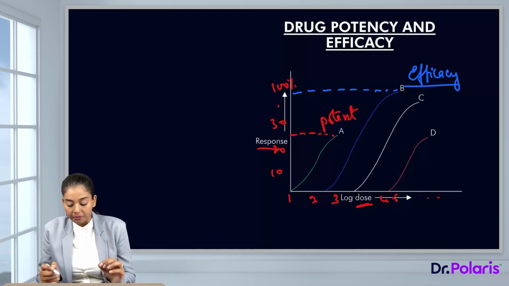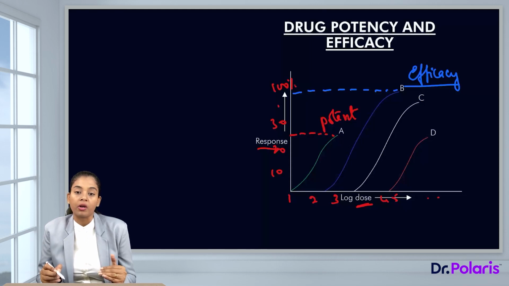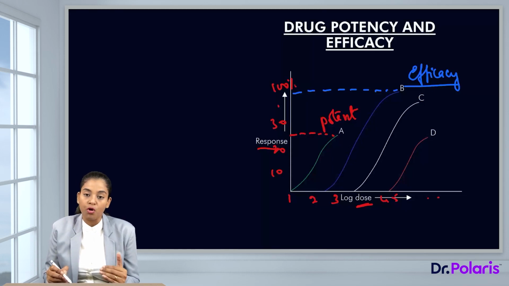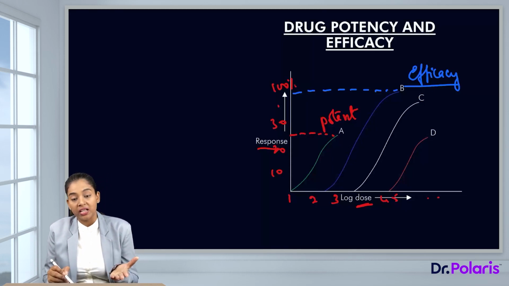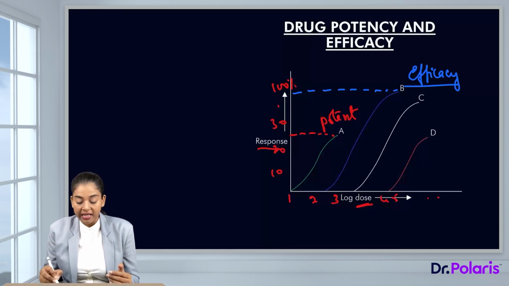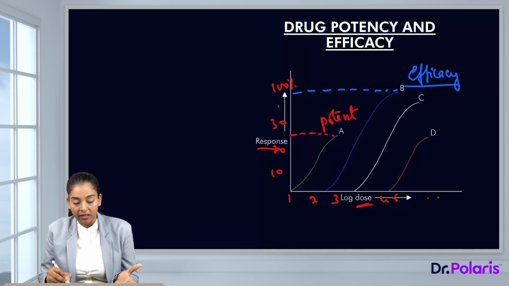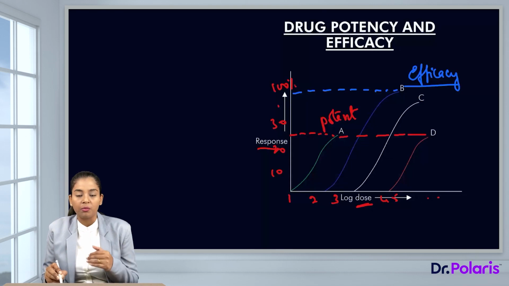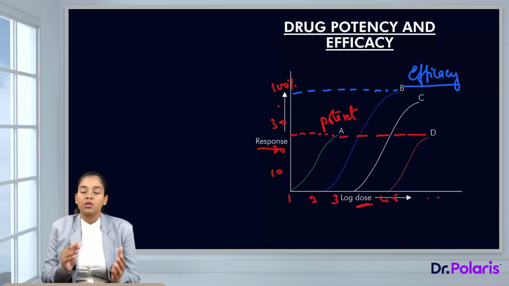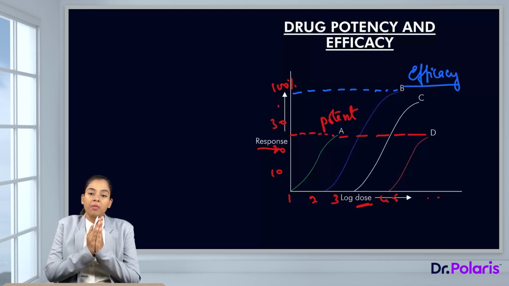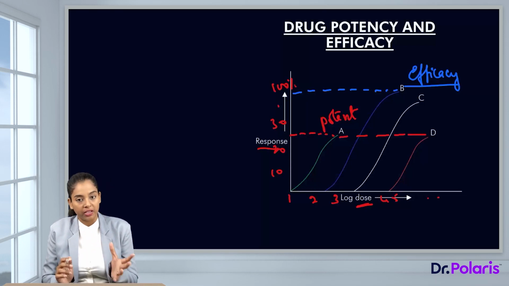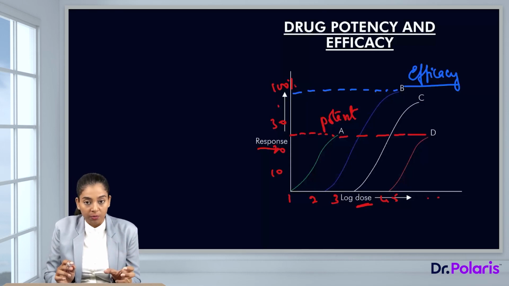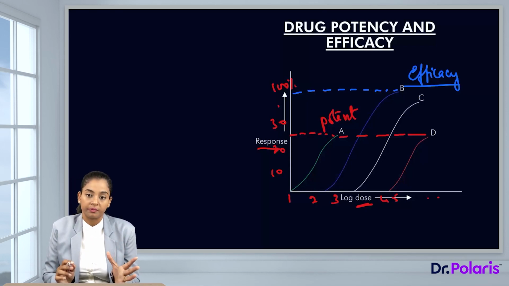Now, if you compare drug B and drug D, which is more potent and more efficacious? Drug B. If you compare A and C, which is more potent? A. But which is more efficacious? C. If you compare A and D, which is more potent? A. They almost have the same response, so the efficacy is the same, but the more potent one is A. So once again, efficacy is the maximum response that a drug can produce at any particular dose. Potency is the smallest possible dose at which a drug produces any response.